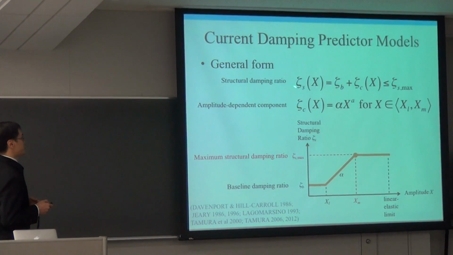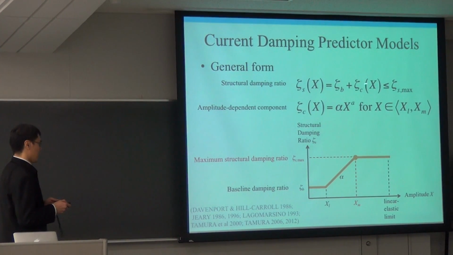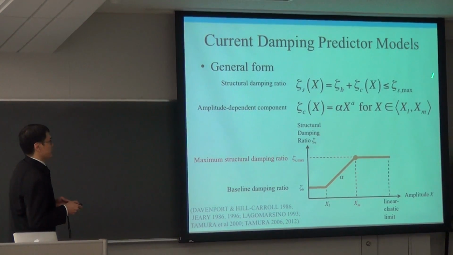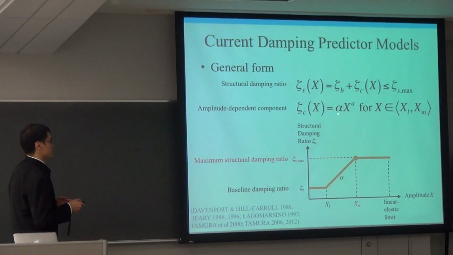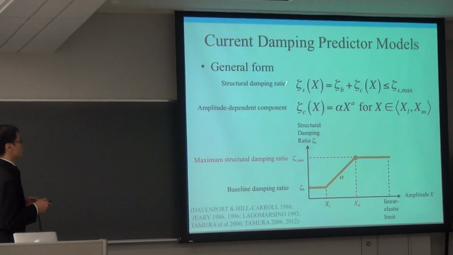These current models are of this general form. So let's say structural damping is a sum of what I call baseline damping, which is basically the non-amplitude dependent or constant component, plus an amplitude dependent component due to the stick slip, supposedly due to stick slipping surfaces. And then usually there's a maximum value as well. And then that amplitude dependent component is, of course, a function of amplitude x and a certain coefficient, sometimes a certain power or exponent.